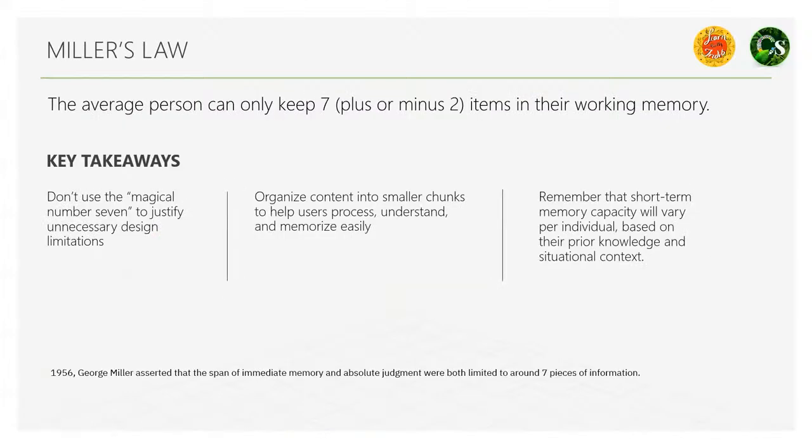Miller's law: the average person can only keep 7 plus or minus 2 items in their working memory. It is very important, and many times it is misunderstood in various contexts. In 1956, George Miller asserted that the span of immediate memory and absolute judgment are both limited to around 7 pieces of information. What are the key takeaways? The first one I will leave like that. I will first explain the main law.